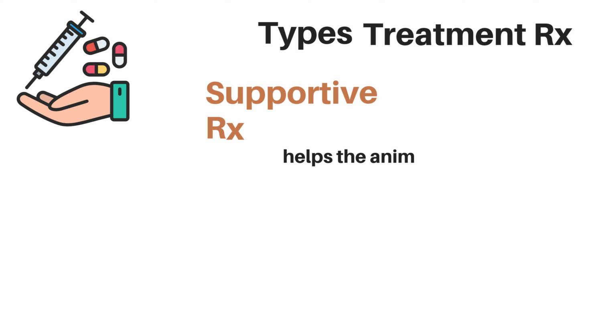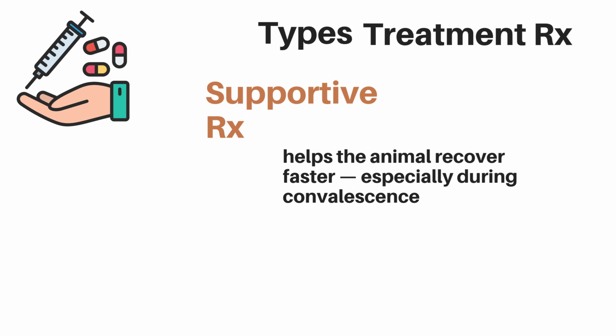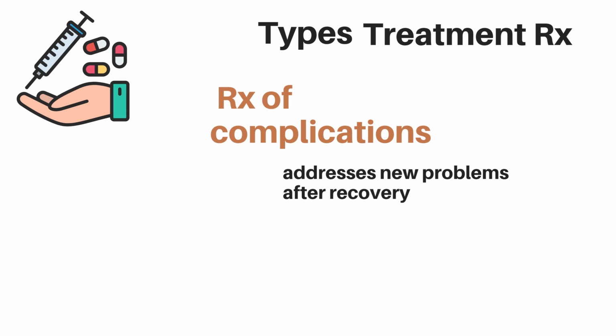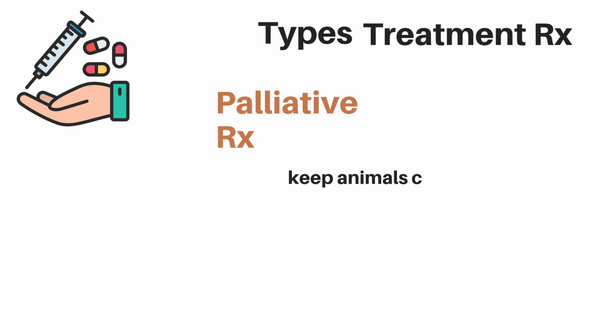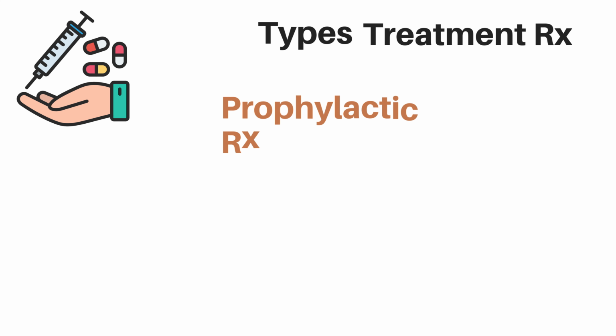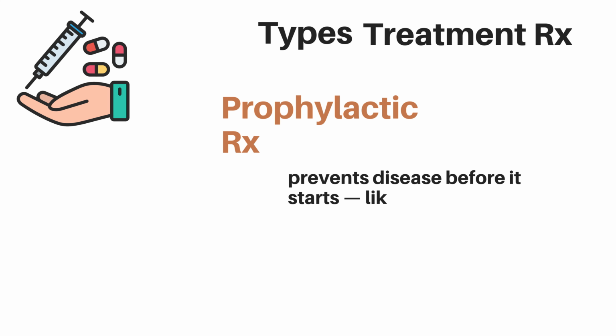Supportive treatment helps the animal recover faster, especially during convalescence. Treatment of complications addresses new problems after recovery. Palliative treatment helps keep animals comfortable when they have long-term illnesses, but it doesn't cure them. Prophylactic treatment prevents disease before it starts, like vaccinations or parasite control.